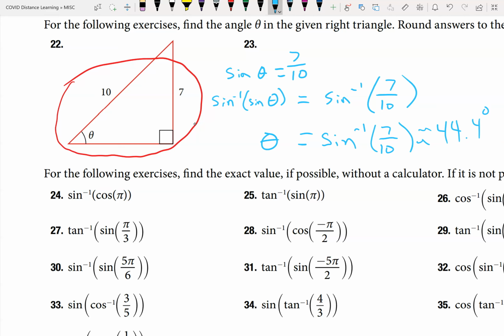So if this one is 44.4, how much is the other one? Don't use your calculator. If that's 44.4, how much is that other one? A little bit over 45. Good! If that one's a little less than 45, the other is a little more. It's 45.6.